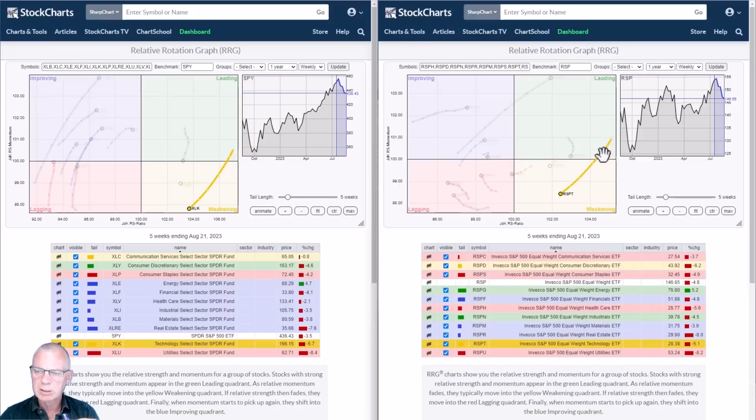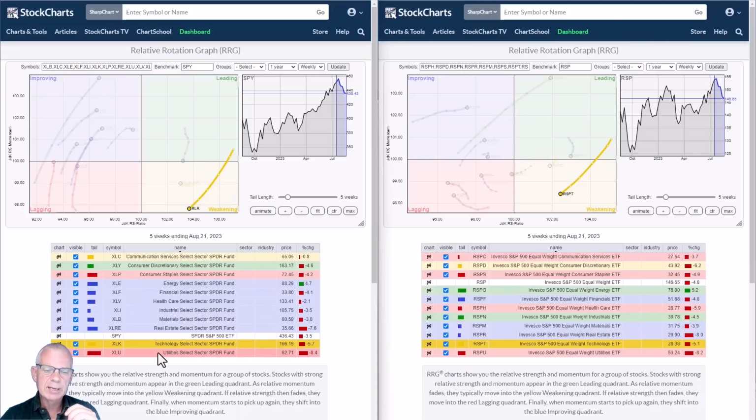Both the tails in RSPT as well as XLK are moving into the weakening quadrant, well into the weakening quadrant, and they're losing on the RS ratio scale. However, both are still way on the right-hand side, so there's still a good possibility for the technology sector to curl back up and move back to the leading quadrant in both the cap-weighted and the equal weight versions.